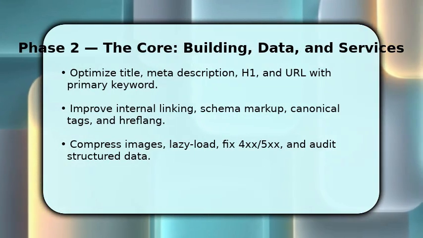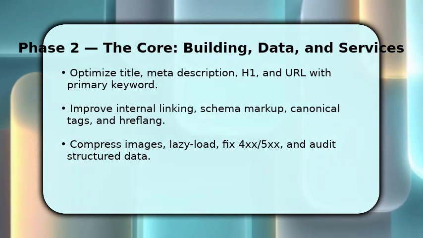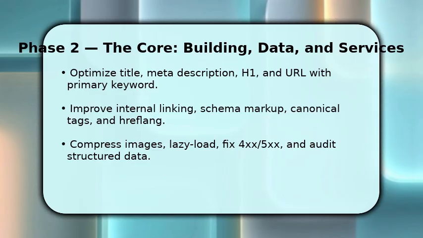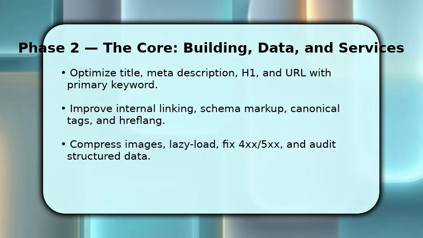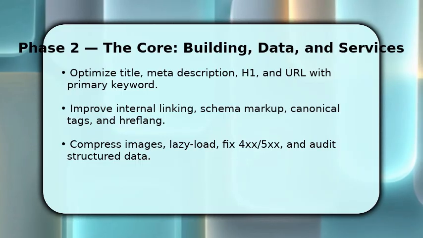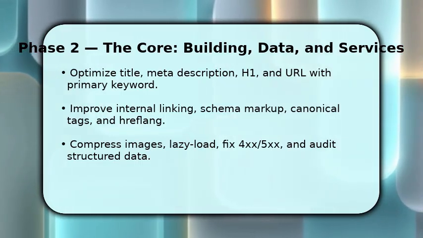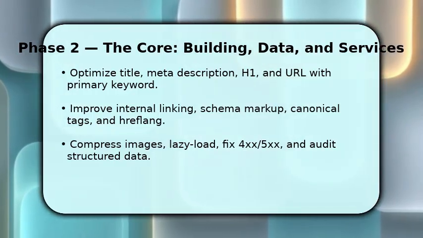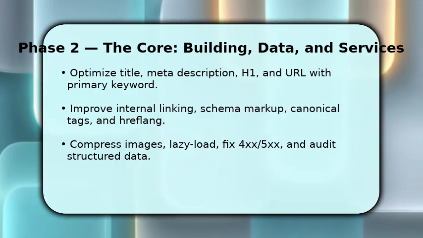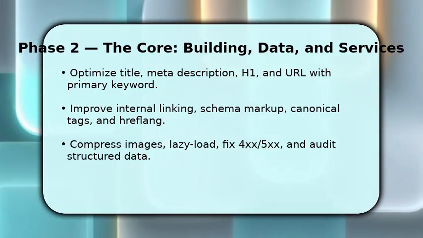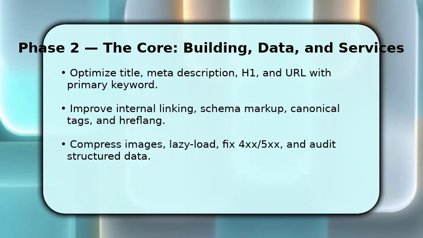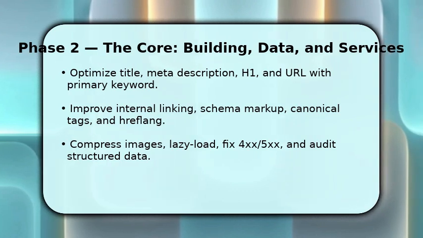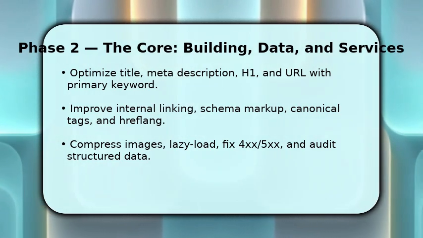Now you move into on-page and technical execution. Rewrite title tags, meta descriptions, H1s, and clean URLs to include the primary keyword, because clarity boosts CTR and relevance. Once done, implement schema markup and canonical tags to avoid duplicates and add hreflang if multilingual. Improve internal linking and use descriptive anchor text to pass relevance. Make images compressed and lazy-loaded. Fix 4XX and 5XX errors, and audit structured data. These technical fixes maintain crawl efficiency and enhance rich result opportunities.